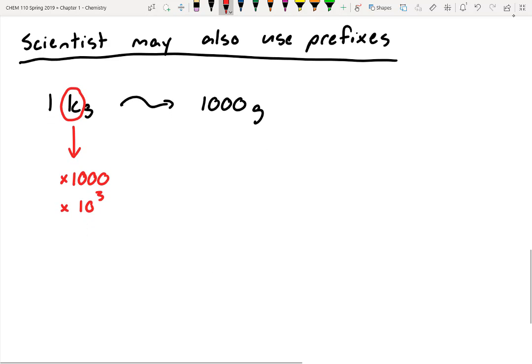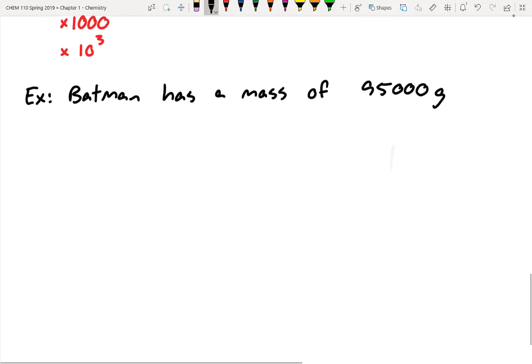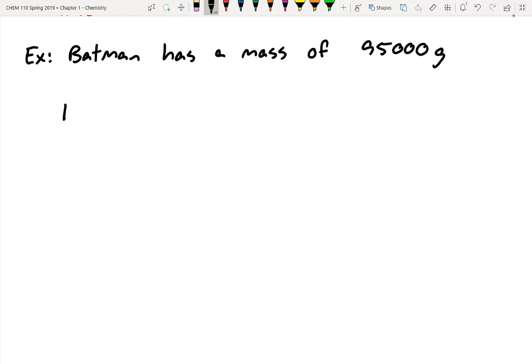Let's try a harder one, though. So we'll think about Batman. I don't know if we want to do the Christian Bale Batman or the new Batman. But Batman, we'll say, has a mass of 95,000 grams. So my question for you is, what is his mass in kilograms?